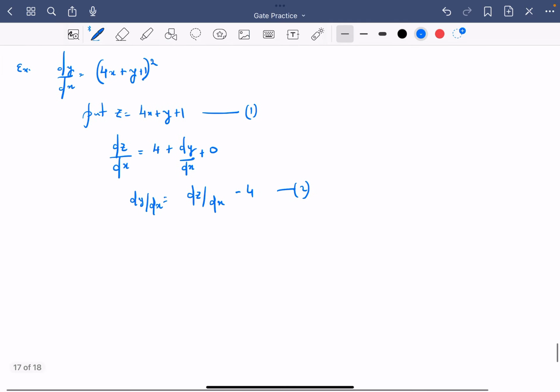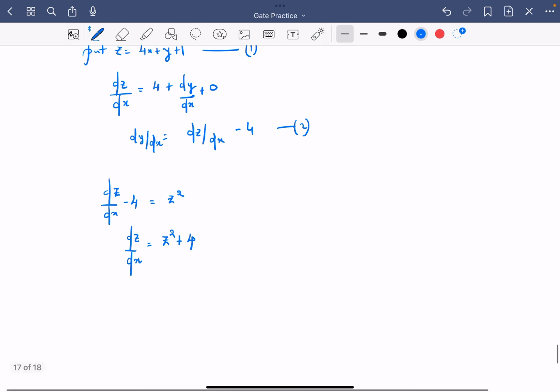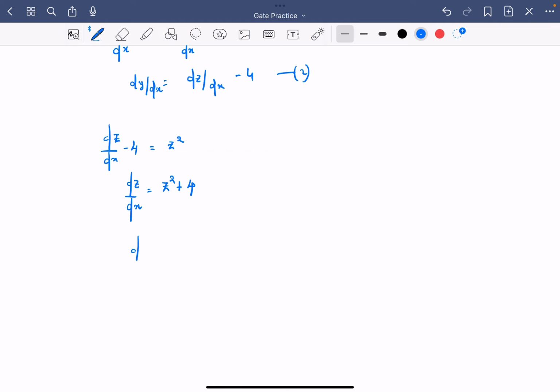Now the differential equation becomes dz by dx minus 4 is equal to z square. Okay, dz by dx is equal to z square plus 4. Take z terms on one side: dz by (z square plus 4) is equal to dx. Integrate on both sides.